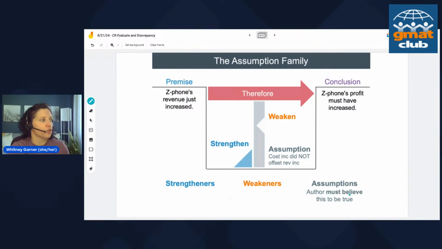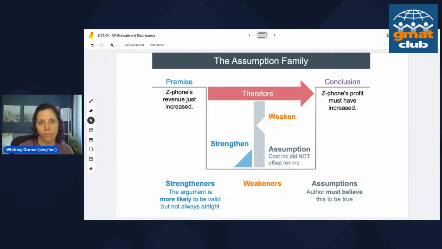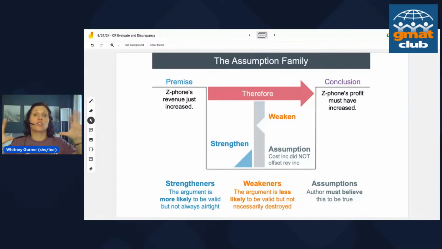Well, what does that mean for a strengthen or a weaken? Well, strengtheners are things that would make the argument more likely. Weakeners are things that would make the argument less likely. But neither of them have to be as extreme as the assumption. So a strengthener would make the argument more likely to be right. It doesn't have to promise me that it is. A strengthener would kind of bolster, prop up a pillar. A weakener would sort of chip away at a pillar. It might make my argument seem less likely, but it doesn't necessarily have to destroy my argument.